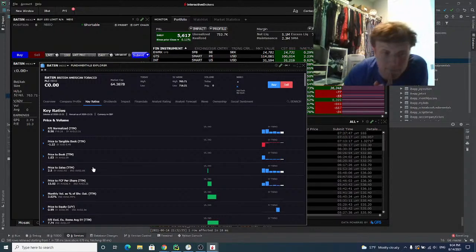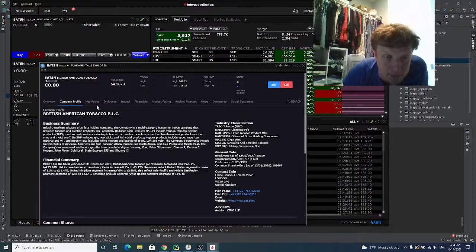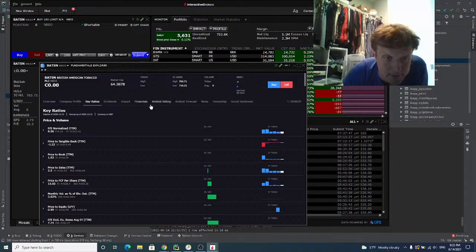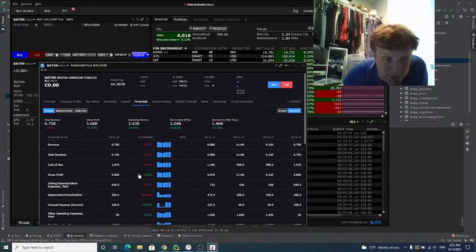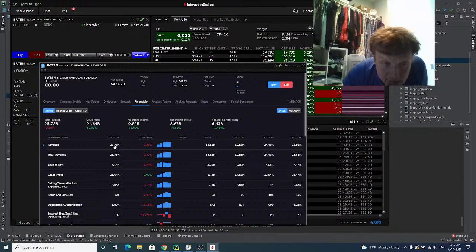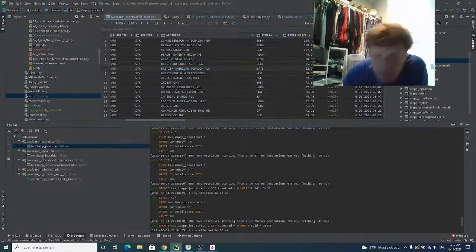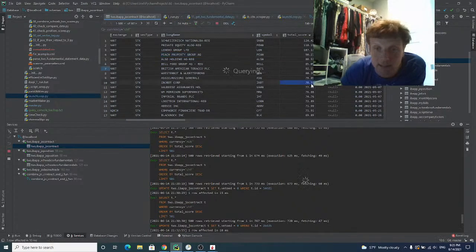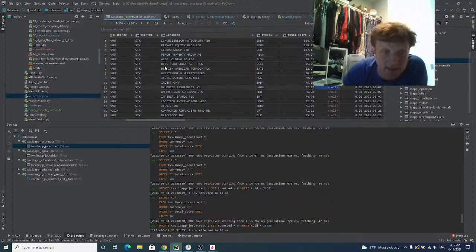Okay, let's see here. Company profile, key ratios. Let's come back here to the financials one more time. Revenues. It's interesting. They don't really have as much revenue as I'd like to see for the market cap, to be honest with you. I might veto this one based on market cap, and my wife's advice, of course. My wife's advice takes precedence. Okay, that's enough for now.